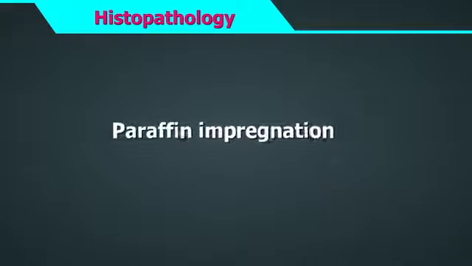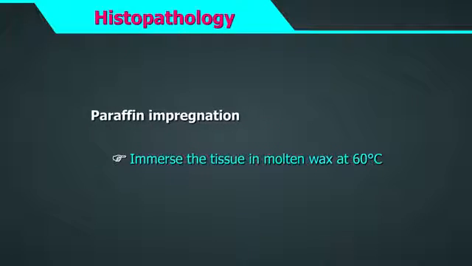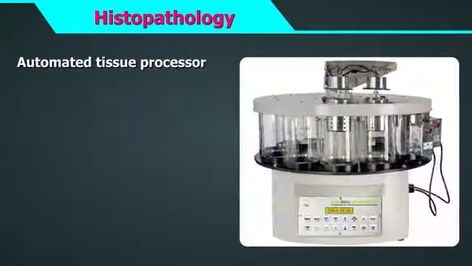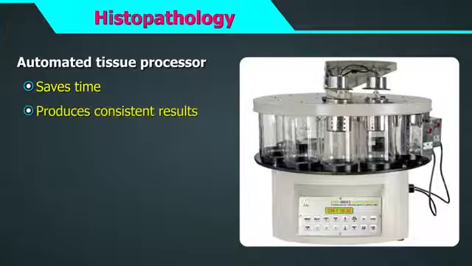Our final destination is, however, wax. So, we now chase out the xylene and immerse the tissue in molten wax at 60 degrees centigrade. This is called paraffin impregnation. In a large pathology laboratory, much of this tissue processing is automated in order to save time and to produce consistent results. All that we described earlier happens in an automated way.